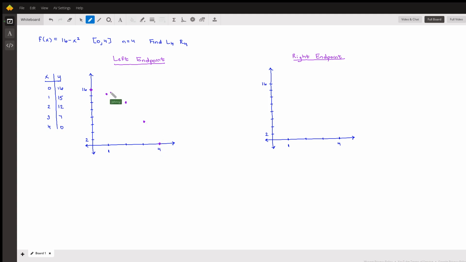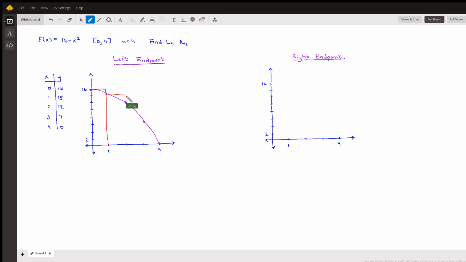And I know 16 minus x squared is a parabola that's opening downward, so it probably looks something like this. You should notice it's scaled widely, but I like doing that so I can show the rectangles really nicely. So there's my graph. Now let's draw our rectangles. For the left endpoint, that means we start on the left side of our graph. So I would go over as the height, and then go straight down, and that would be my first rectangle. Repeat that process for every single point.